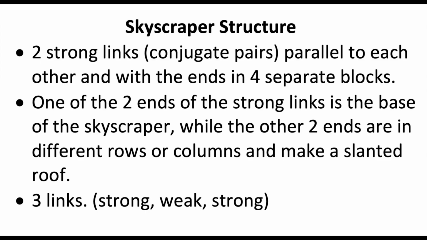2 strong links, conjugate pairs, parallel to each other and with the ends in 4 separate blocks. One of the 2 ends of the strong links is the base of the skyscraper, while the other 2 ends of the strong links are in different rows or columns and make a slanted roof. And the most important feature of this type of skyscraper structure is it is one of the 3 types of X chains with only 3 links, a strong link, a weak link and a strong link.